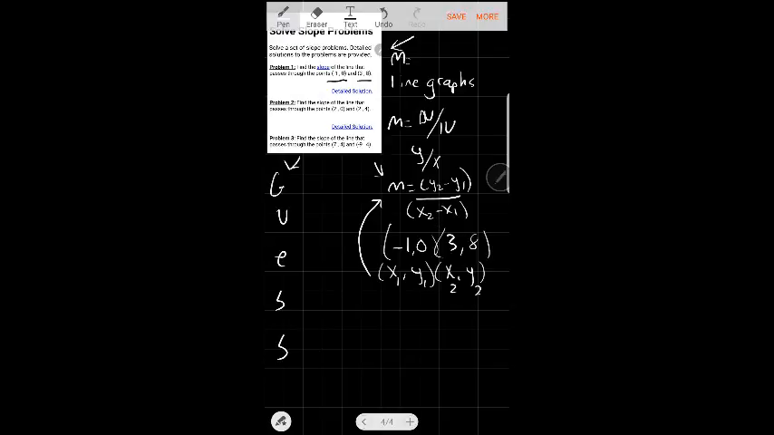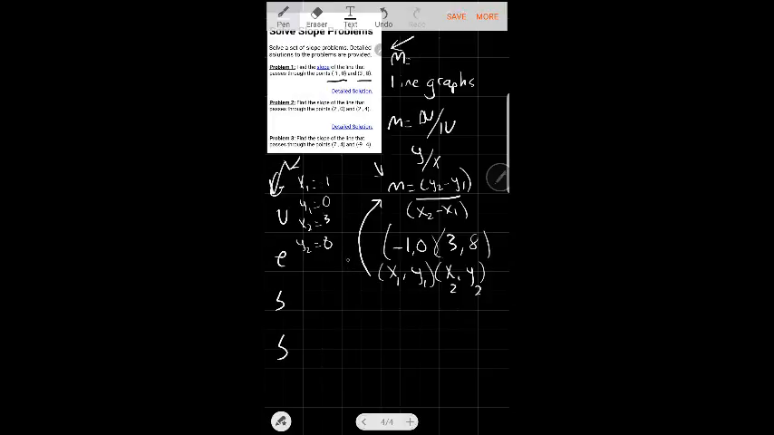We plan to just substitute those variables in. And so here we go. Let's write down the given variables. Our x sub 1 is going to equal -1. Our y sub 1 is going to equal 0. Our x sub 2 is going to equal 3. And our y sub 2 is going to equal 8. So we've got our given variables taken care of. Check.